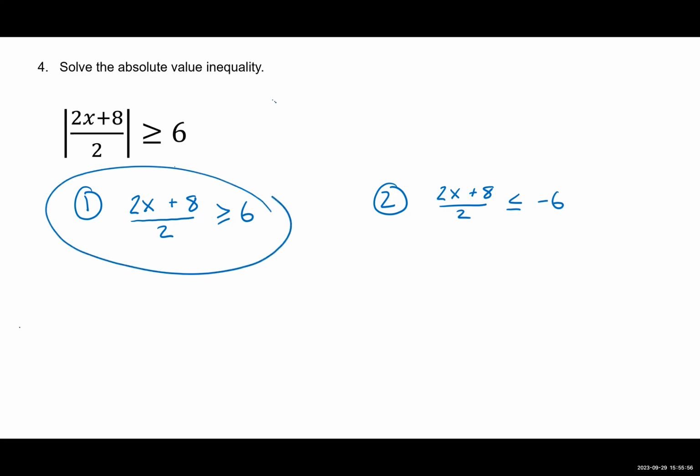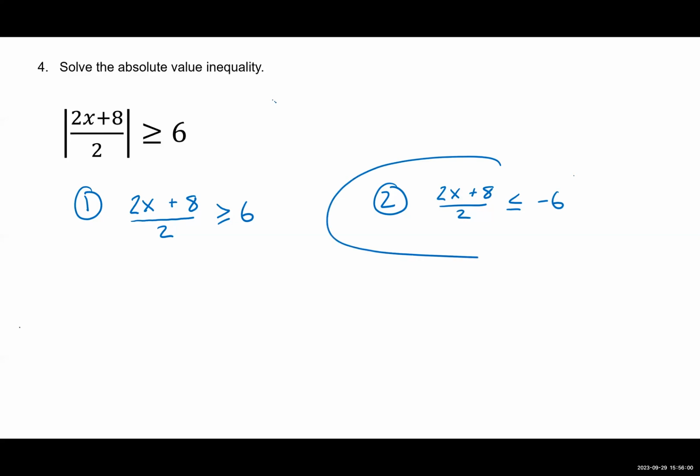So over here was the part of the number line that was shaded to the right. Over here is the part of the number line shaded to the left on the negative side. And now we have two separate inequalities to solve. We no longer have an absolute value. And we could approach this a number of different ways. We could factor and cancel the 2 on the bottom, or we could simply multiply both sides by 2.